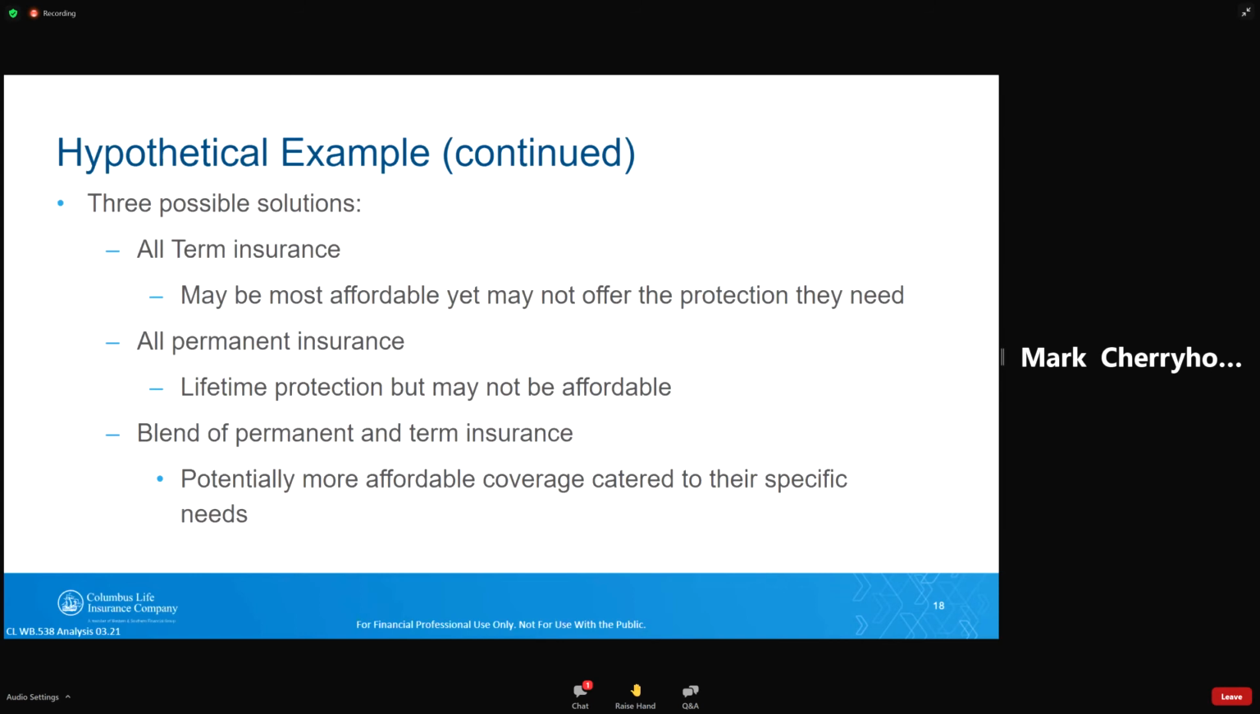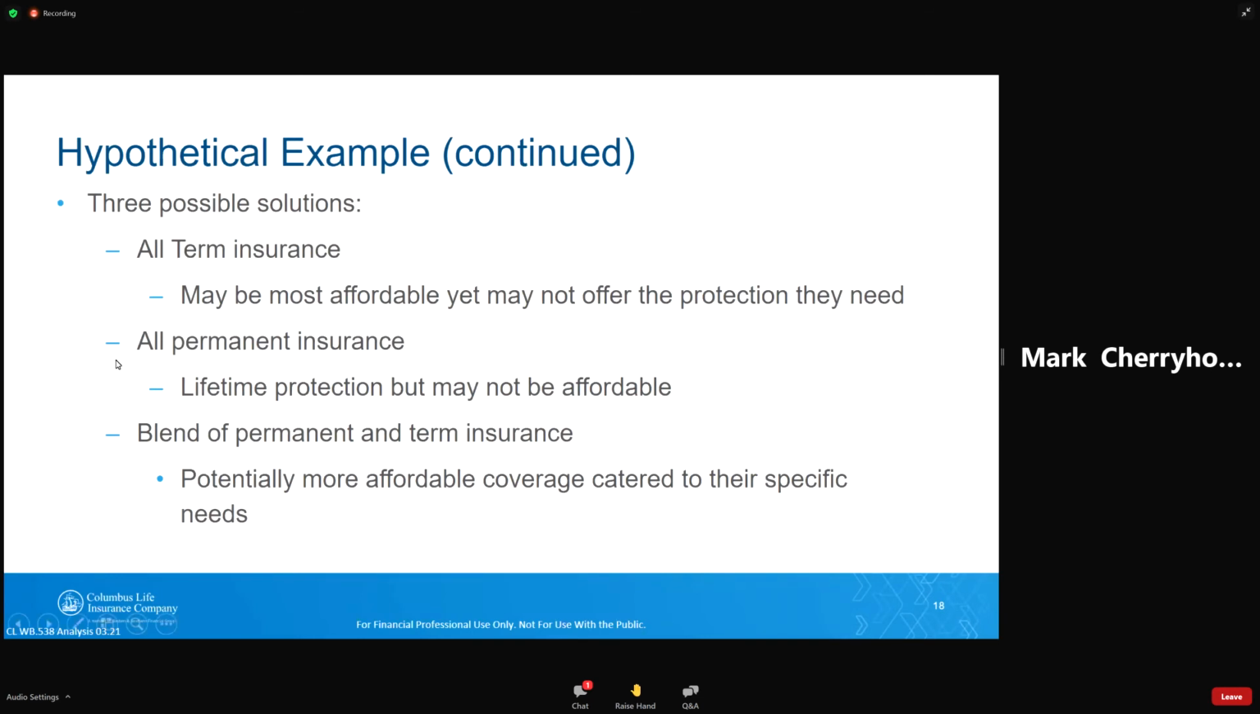And generally, there's three different ways that we can approach it. I'm going to use a generalized approach to this. Three different ways. The first one is you can buy all term insurance. You can place term insurance in force on the insured, and certainly it might be the least expensive way to go. But just as we go through the needs analysis, it may not offer the protection the client potentially needs forever. So that's term insurance.